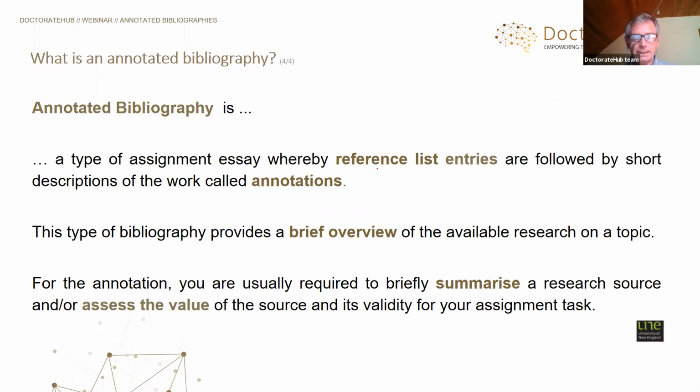Okay, that's another kind of definition. A reference list with annotations at the end, and based on that, you will have a brief overview about all the topics, and as we said, briefly summarize and assess the value, but I'll go a little bit deeper into that.